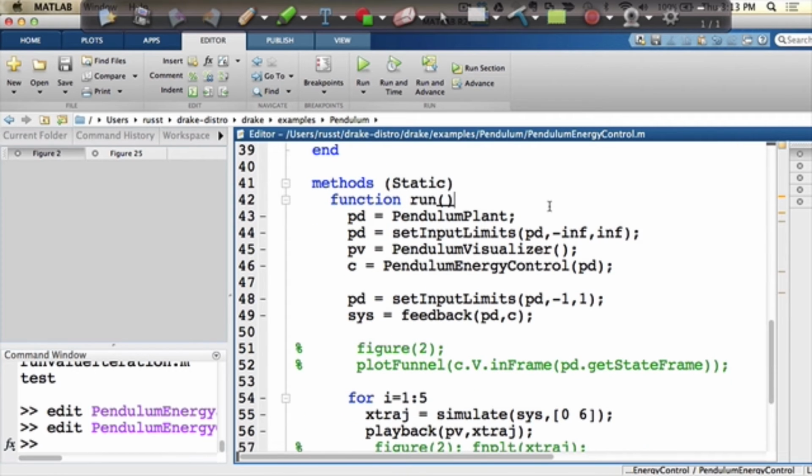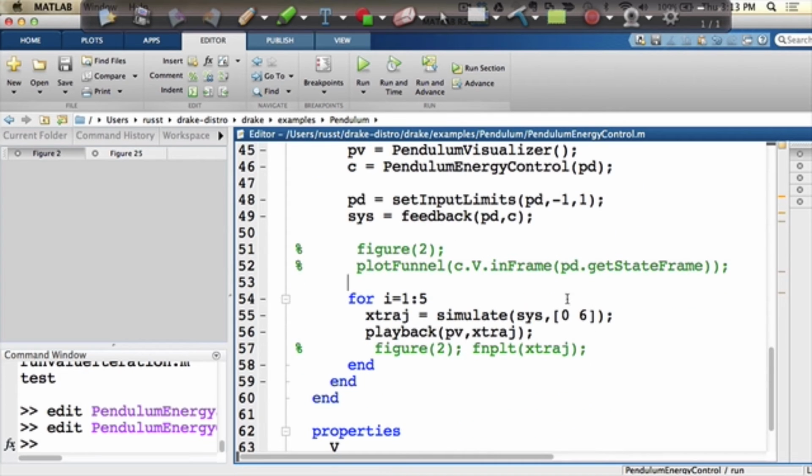Okay, and the way I'm going to now run this is I just make a pendulum plant. I turn the input limits off for the region of attraction estimate, and then I put them back on. And then my plant is PD. I've got my controller, it's C. I'm just going to say they're feedback combined. So take the output of that, put it as the input to this, the output of this, put it as the input to that, and then I'm going to simulate it. I'll simulate it 5 times from random initial conditions, okay?